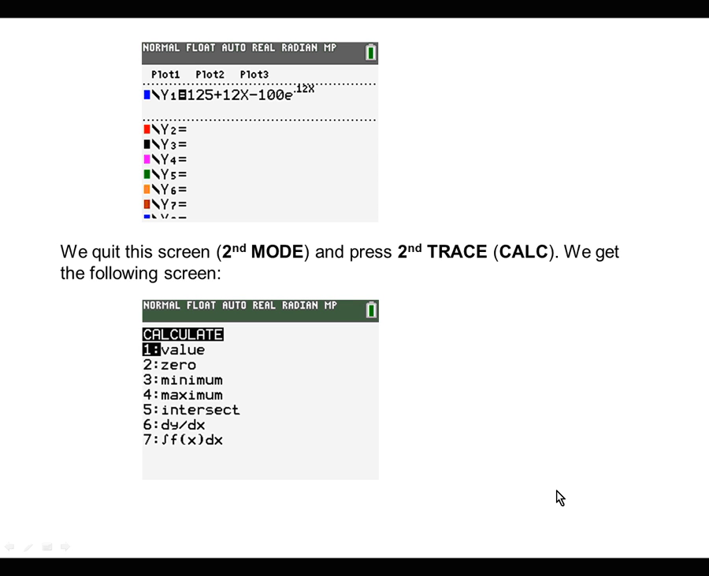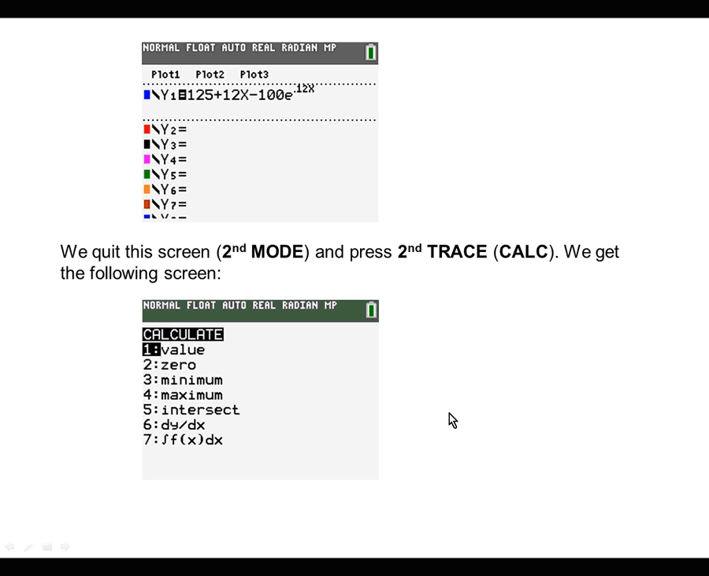We quit that screen with second mode, and we're going to do second trace, which, you remember, is calc. You get this screen. Remember, before, for the 2 crossing graphs method, we used choice number 5. This time we're going to use choice number 2. We're looking for the 0, because if we think of this as a function, where a function is equal to 0, that's called a 0 of the function. In terms of a graph and equation, it corresponds to an x-intercept. In terms of this equation, we're finding out where this equation is equal to 0.